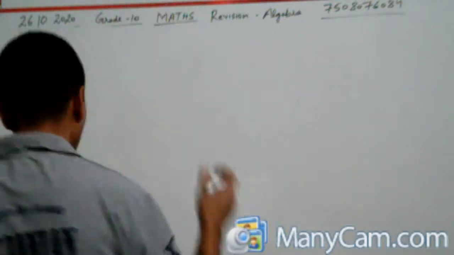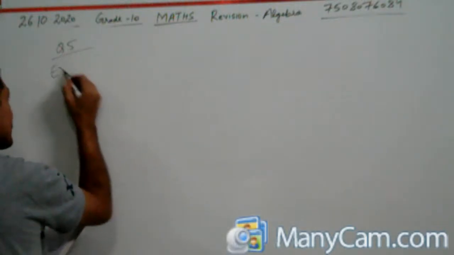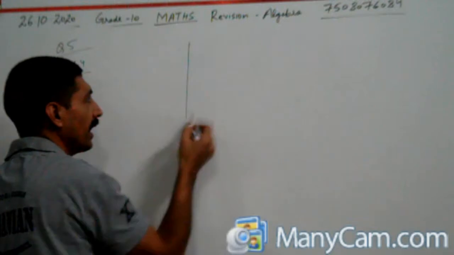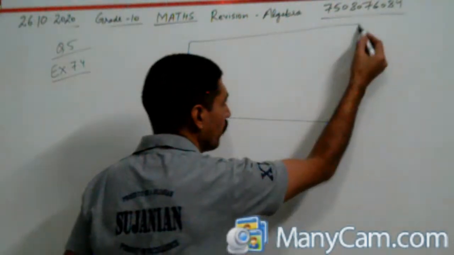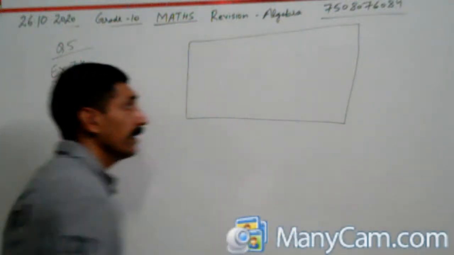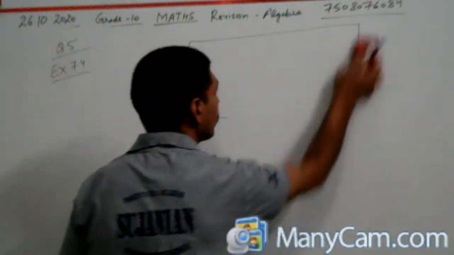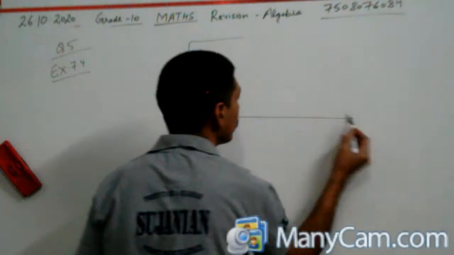So here we have question number 5, exercise 7.4. We have been given one diagram here. I am roughly drawing it. Here it is drawn in the book. Okay, and one triangle is given. This is a rectangle here.